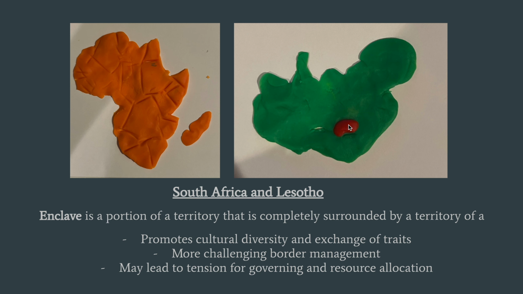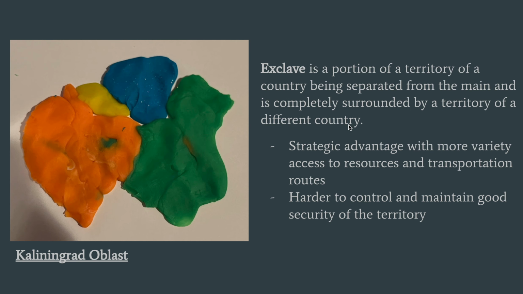Lastly, exclave is a portion of a territory that's being separated from the main part and it's completely surrounded by a territory of a different country. An example of this is the Kaliningrad Oblast, which is part of Russia, but it's between Poland and Lithuania and the Baltic Sea, and it's separated from the Russian mainland.